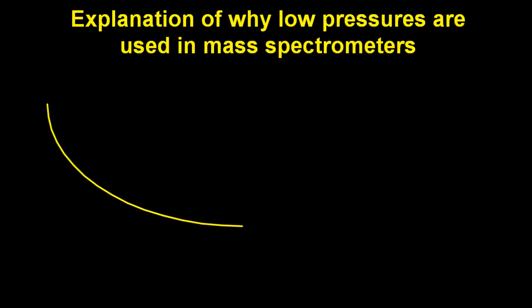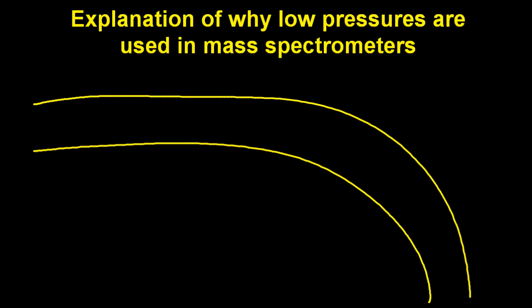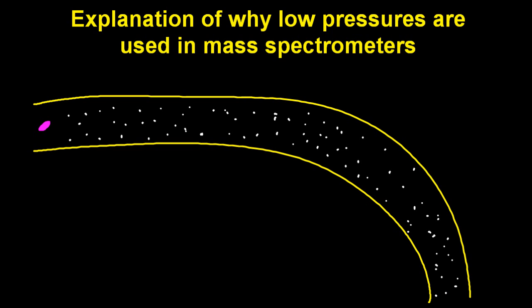Explanation of why low pressure is used. Let me try and draw a nice curve for the mass spectrometer. Couldn't do it. Do it by freehand. In an empty mass spectrometer, the ions can zoom through undeflected. But if your mass spectrometer has gas in it, then the ions are going to jiggle around and won't have a nice smooth path. And at the end, it will explode. Okay, I made that bit up.